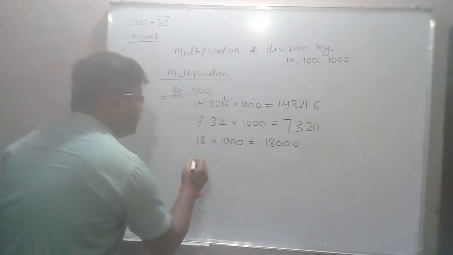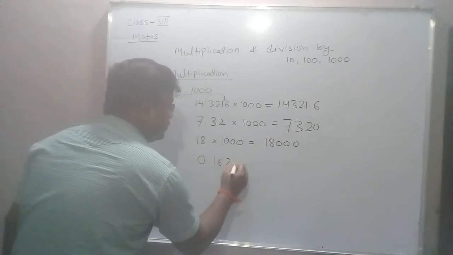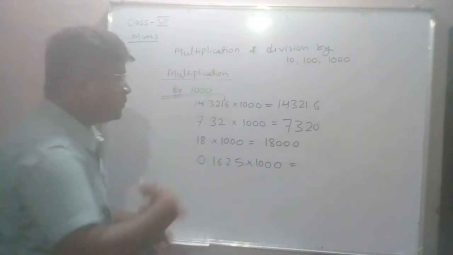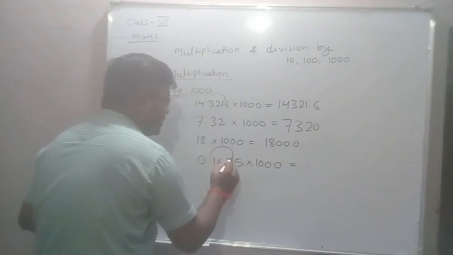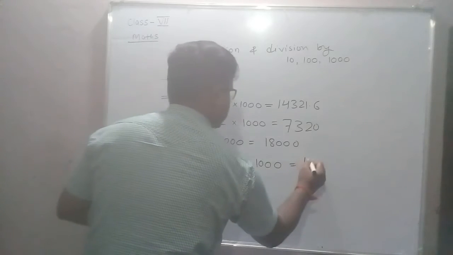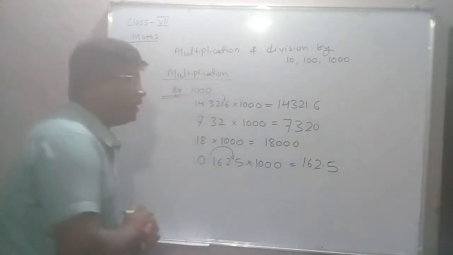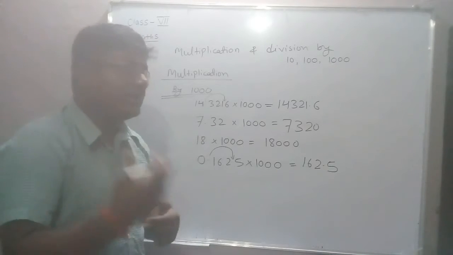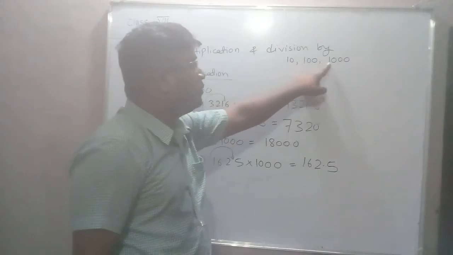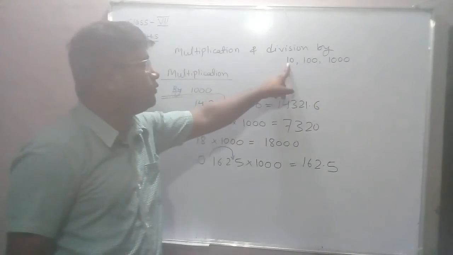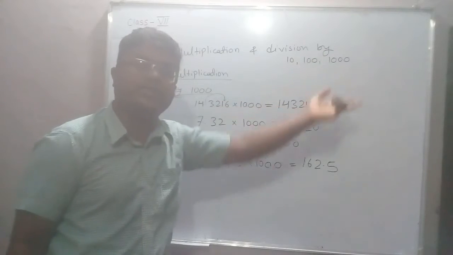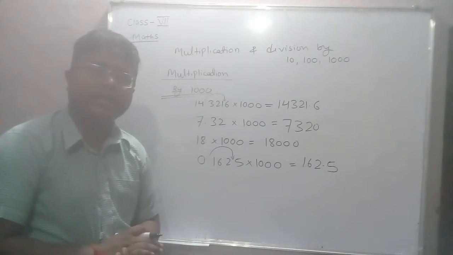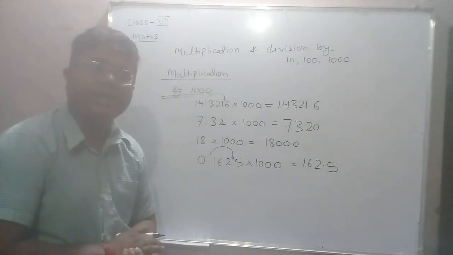Suppose there is 0.1625 multiplied by 1000. So what will be its answer, please? After 3 digits, you will put the decimal, so the decimal will come here, and it will be 162.5. So in this way we multiply by 10, 100, 1000. But one thing, the digit must be 1 only, like in 10, 100, 1000. After 1, however many zeros are there, no problem. You need to just shift the decimal. You need not multiply. You just shift the decimal and you will get your answer.